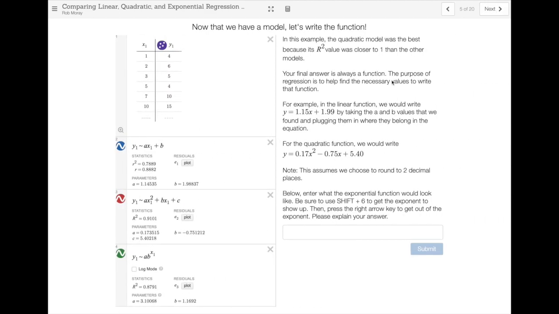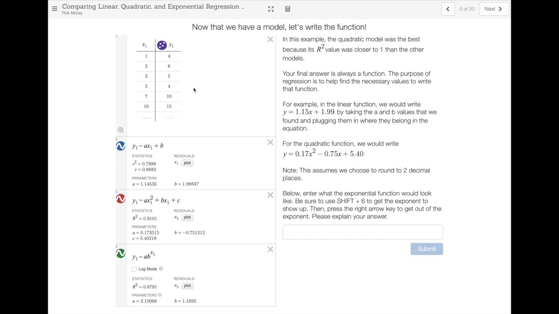All right, so now that you have a model, as with the linear regression, your job is you need to take that model and you need to turn it into a function, okay? Because Desmos only tells you the values. It's your job to actually format it the correct way.